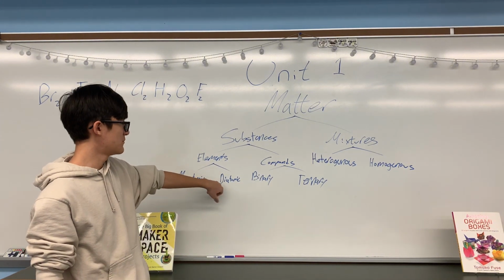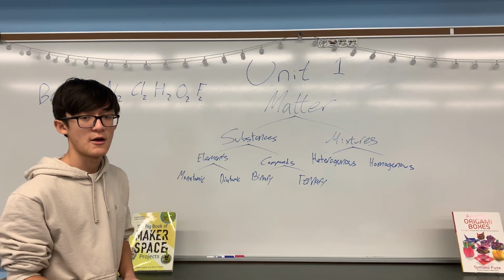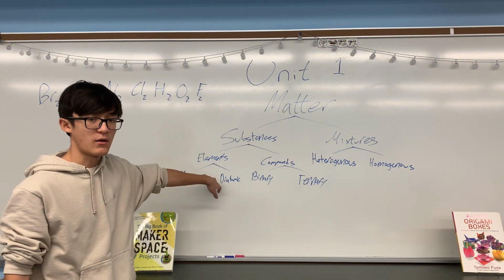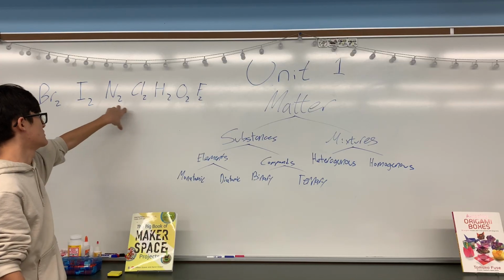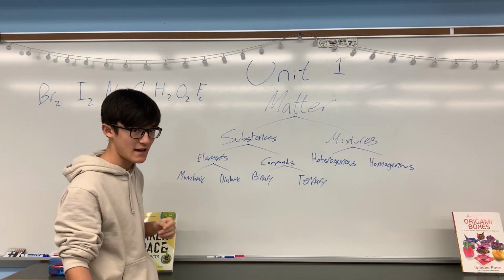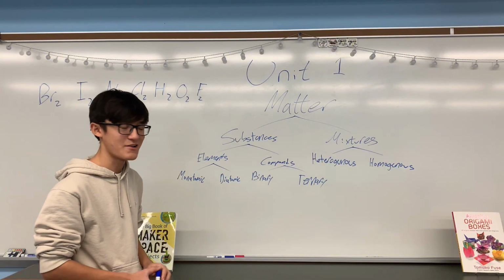Secondly, elements can float around in pairs, diatomic pairs, where it's two atoms bonded together existing. Your diatomic elements are your Brinkelhoff: bromine, iodine, nitrogen, chlorine, hydrogen, oxygen, fluorine. Those are all your diatomic elements. You should have those memorized. You should know they float around in pairs.